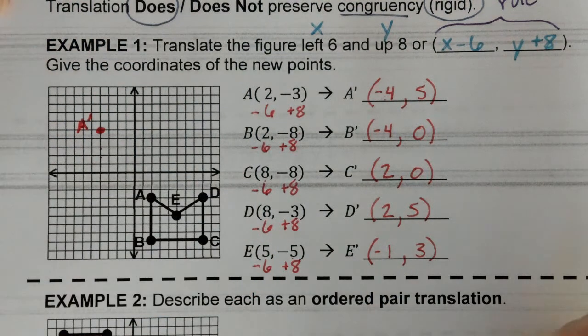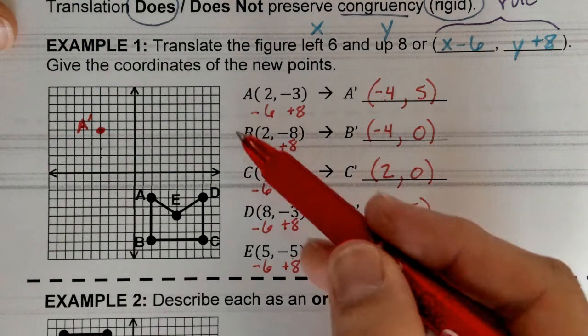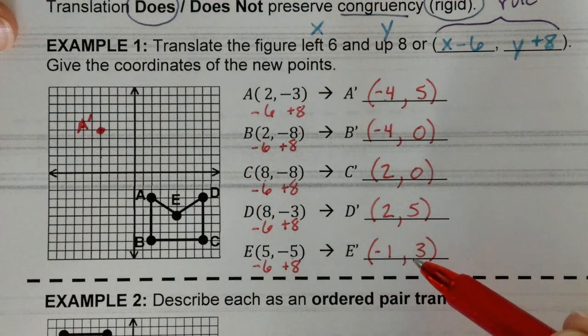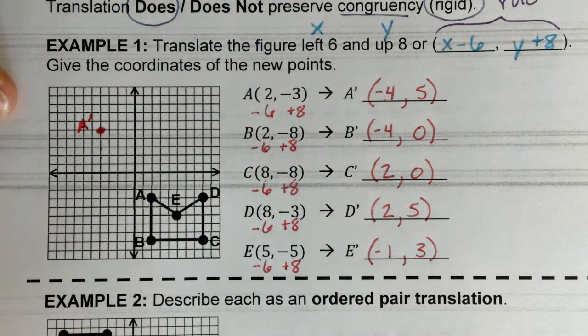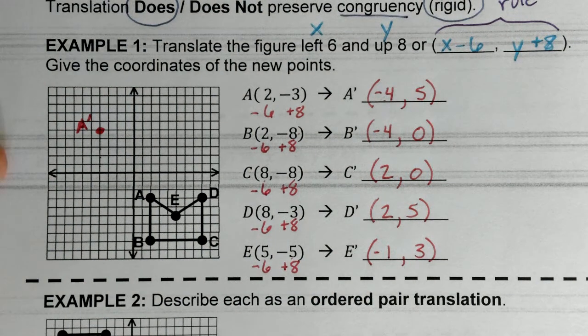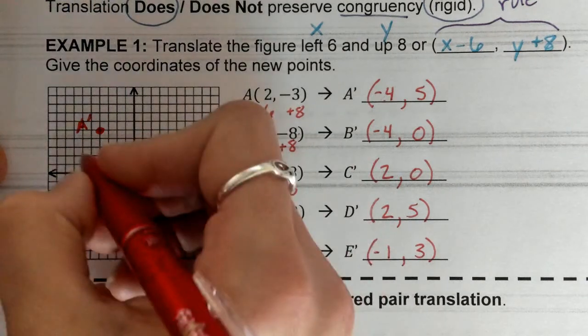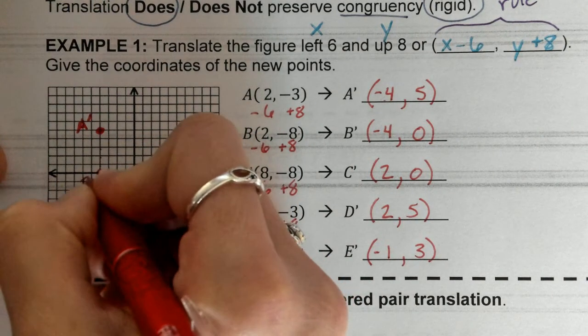So go ahead and pause. Get point B prime through E prime on there and connect them in alphabetical order. And we should have this exact figure. Then you will press resume and you will see that you'll have the exact same thing as me. So I'm going to go ahead and just get them on here real quick since I already know where they go.